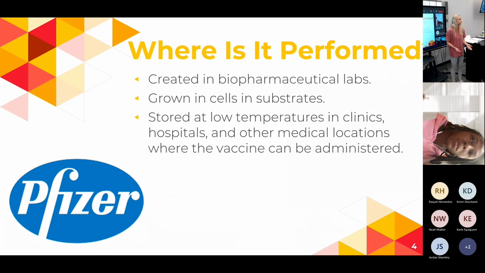So where is it performed? The vaccine itself is going to be made and manufactured in biopharmaceutical labs such as Pfizer and AstraZeneca and all those other ones that you've probably heard of. What they do is they're going to grow cells and substrates, that way the genetically modified virus can be extracted from those into the vaccine and be given.